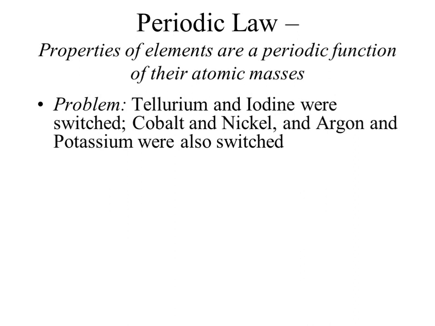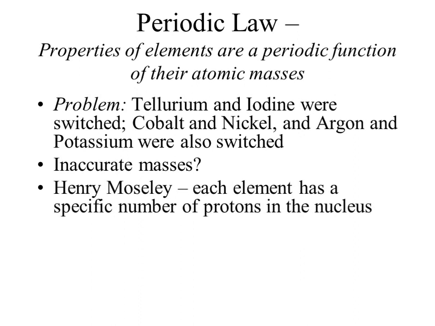And so Mendeleev put them in the proper families and attributed this difference, this glitch, to inaccurate masses. The idea was that as time went by and improvements were made to the technology for measuring masses, these problems would fix themselves. Unfortunately, that was not the case.